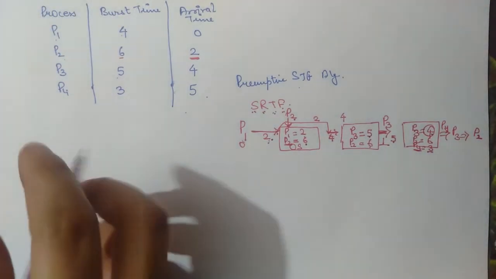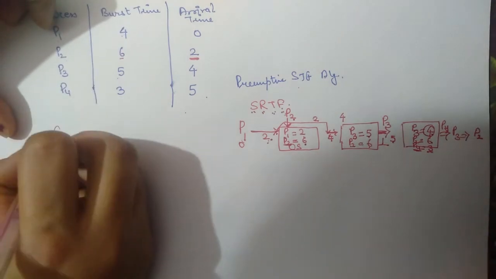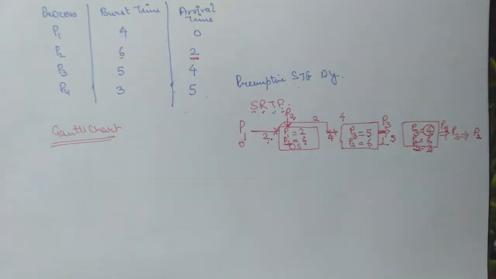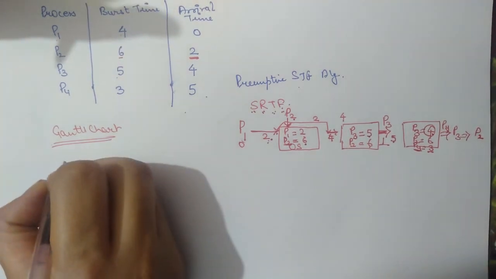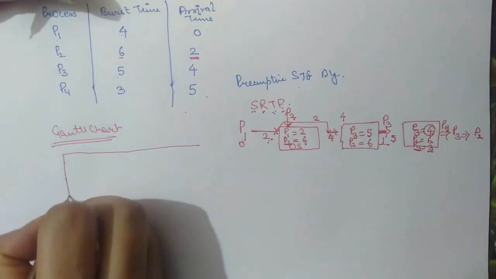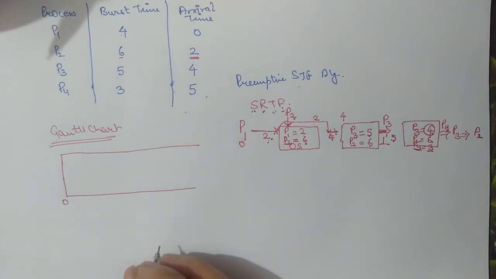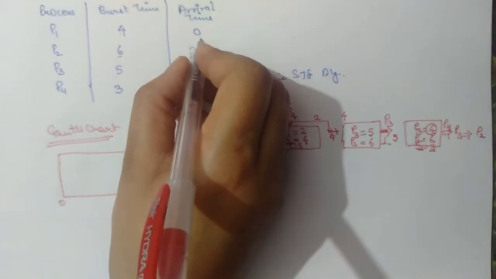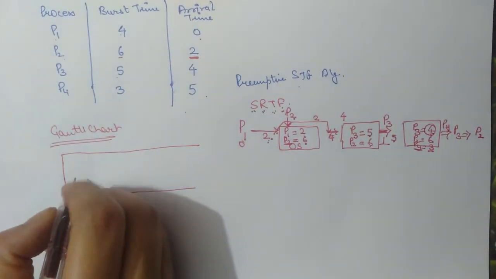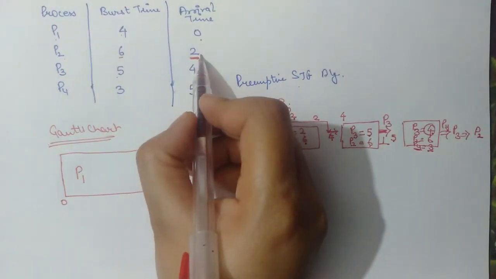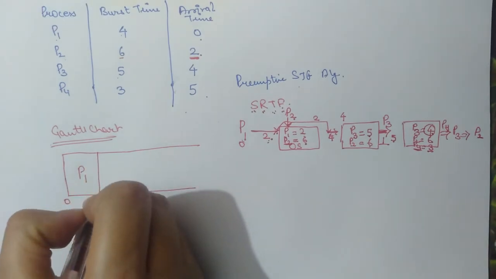Now we will see the whole concept through a Gantt chart. First of all, we will draw the Gantt chart. It's a little bit tricky, but easy to understand. The very first process which will get CPU is the process whose arrival time is 0. So at 0 milliseconds, it will take CPU. But the next arrival time is 2.